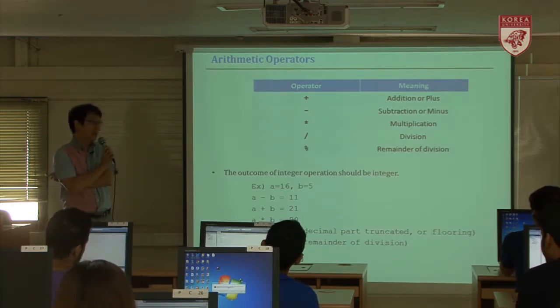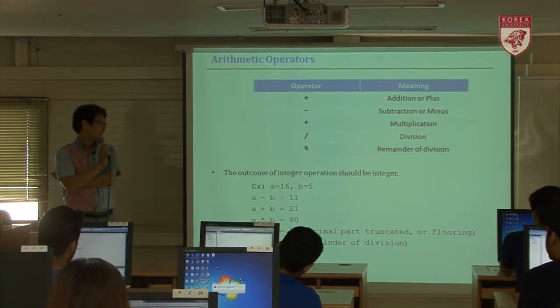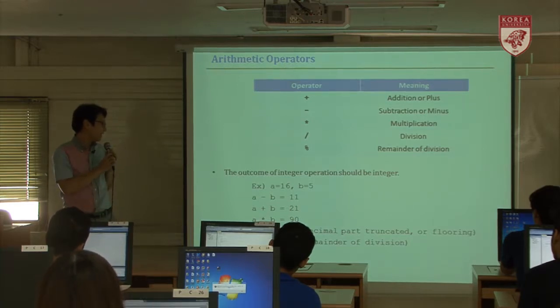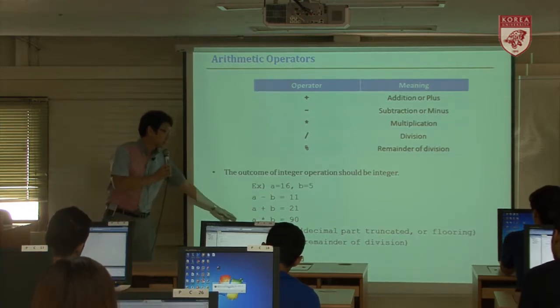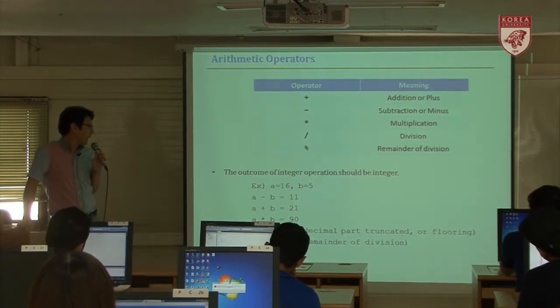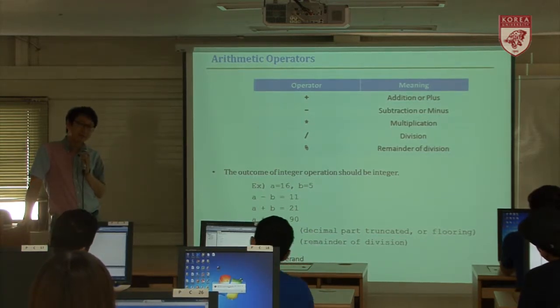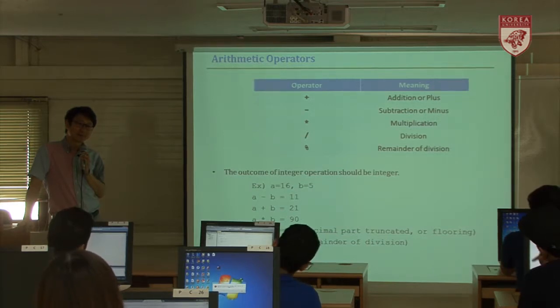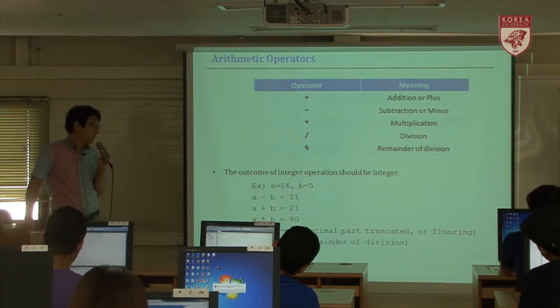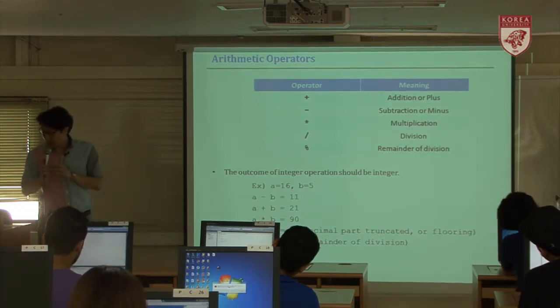A multiply B is 80. These three are very difficult. But the problem is, what's A divided by B? Arithmetically, it's 3.2.